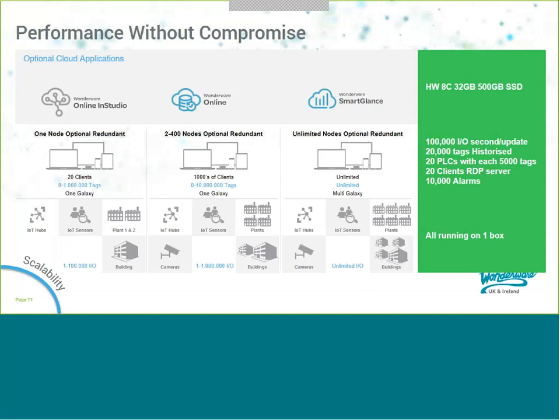But if we have a look at some of the performance improvements, you can see on the right hand side, 100,000 I/O through a single machine. And it's not a particularly big server that is existing there. We've got an 8-core machine with 32 gig of RAM. It's also got 20,000 tags historized on that machine, 20 PLCs with 5,000 tags on each, so it's connecting to lots of different PLCs. But then we've got 20 clients on an RDP server. So it is an RDP server all running on one box.